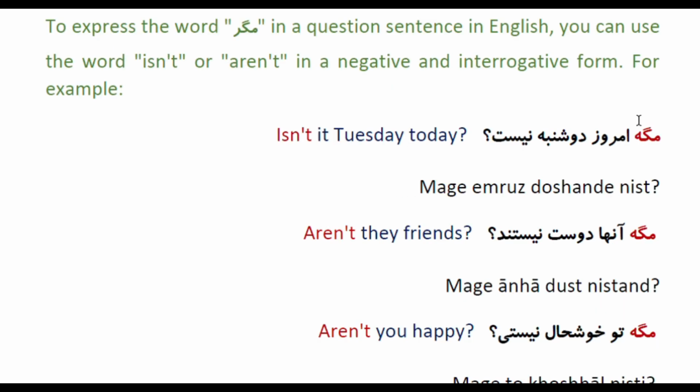For example, مگه امروز دوشنبه نیست. You see, isn't it Tuesday today? Or another example, مگه آنها دوست نیستند.